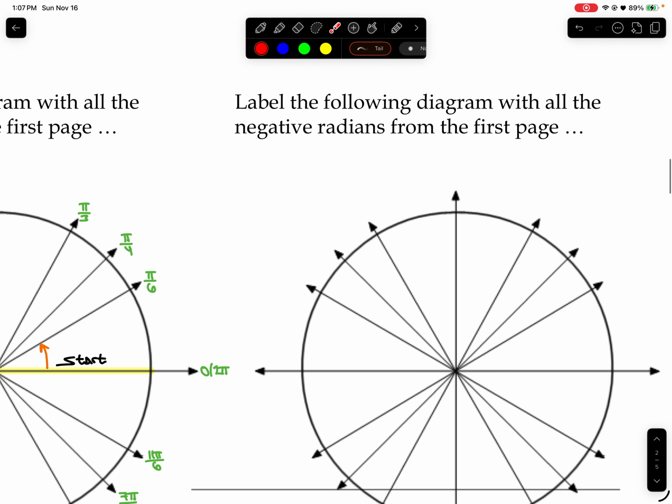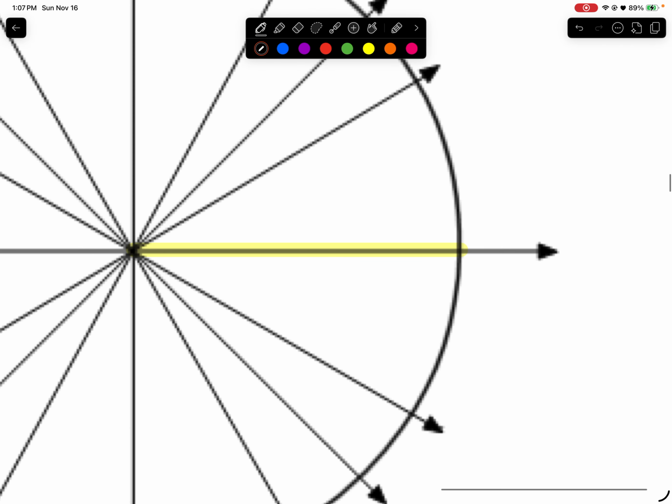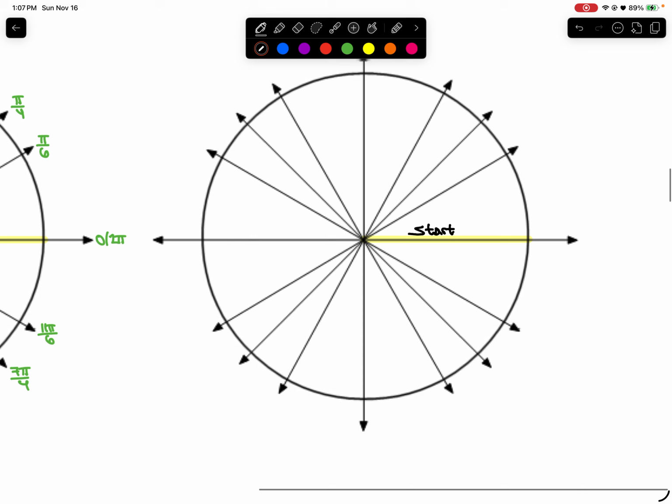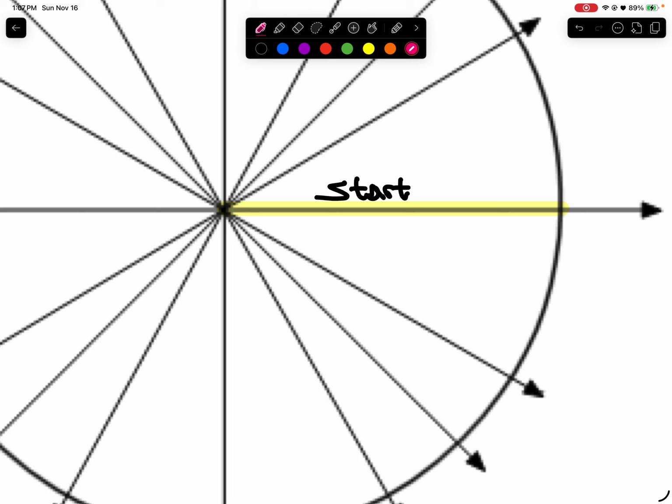Now, same idea. We're going to do the negative radians, which means we're going to be going the other way. So once again, we're starting in standard position, which means we're starting on the positive x-axis. You're going to start measuring your angles from here. You don't have to write the start. I just like writing start here just so that you guys know where we're going to be measuring from. So with a negative angle, that means we're going to be going clockwise.